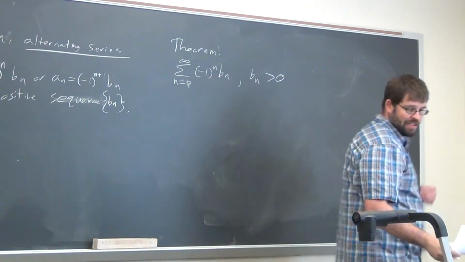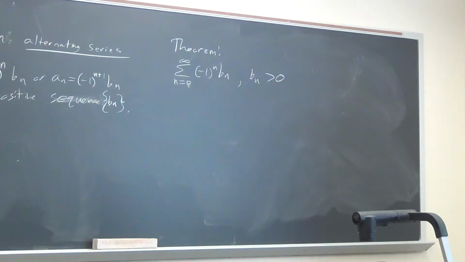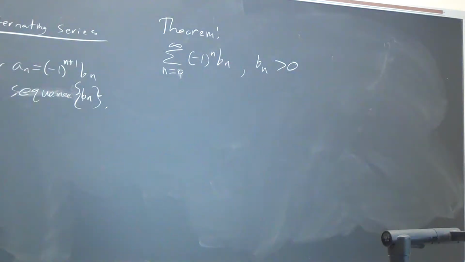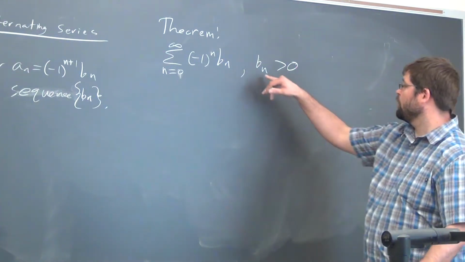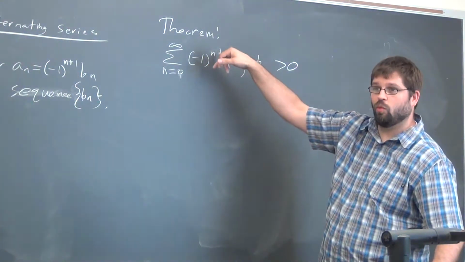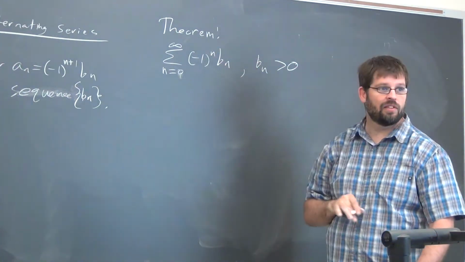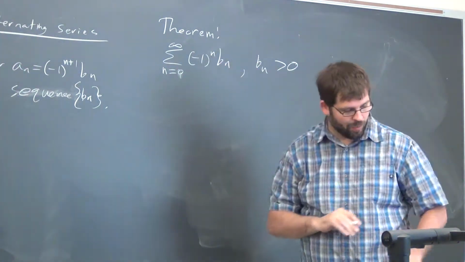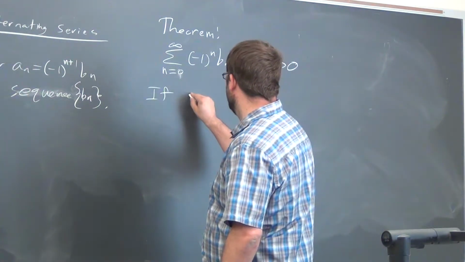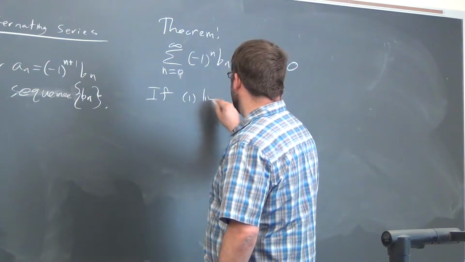Okay, so now I have a series where it's negative 1 to the n times b sub n, where the b sub n's are positive. So I have an alternating series. You could replace this with n plus 1 as well, right? It'll be the same theorem. So if you have this set up, then you have the following.